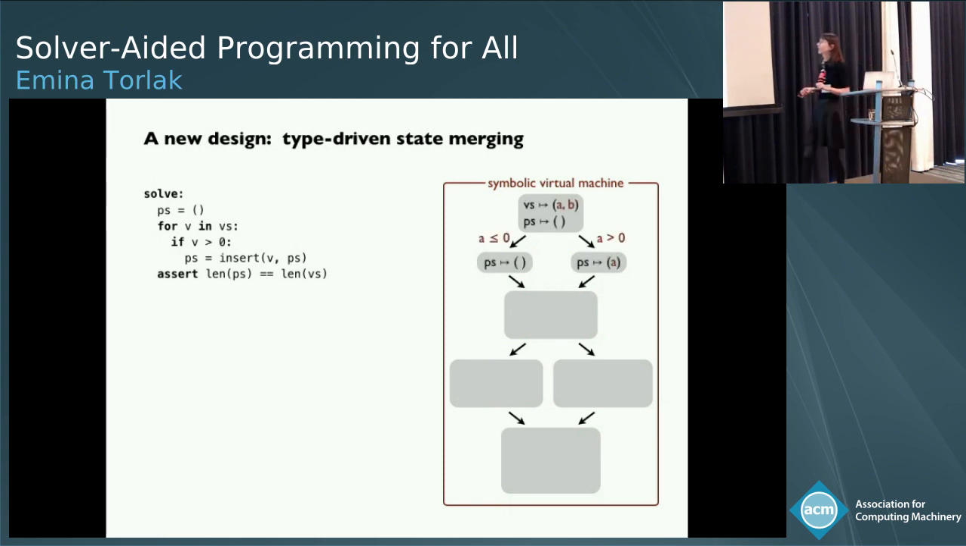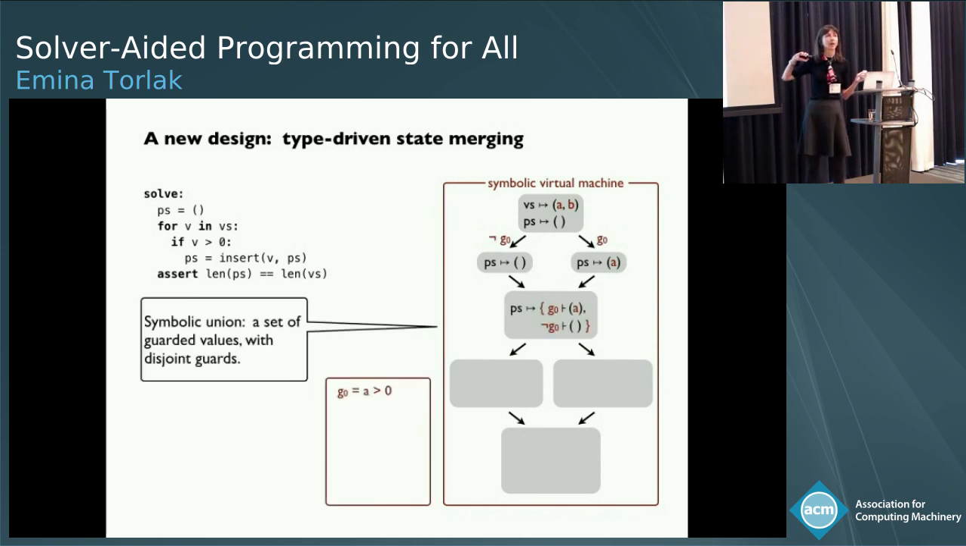The first steps of the evaluation are going to be the same as in bottom model checking. All right, we execute both branches. We now have two states in which PS is bound to a list of different lengths. What are we going to do? Union. We're going to generate a union, and here it is.